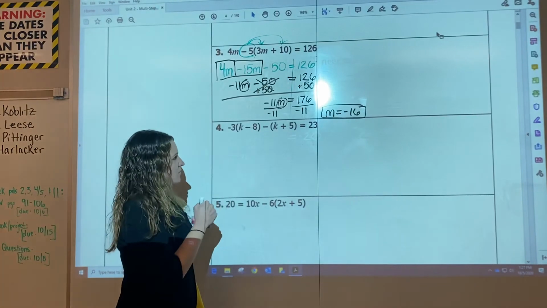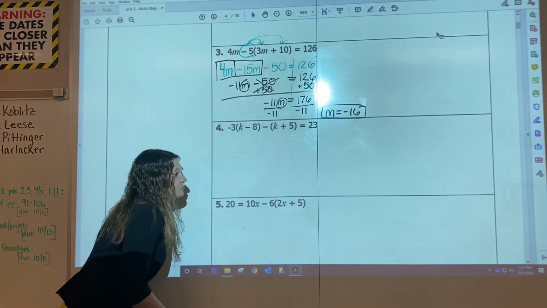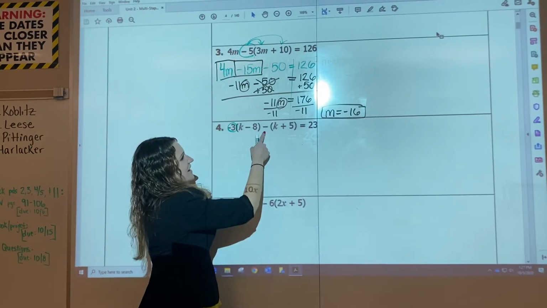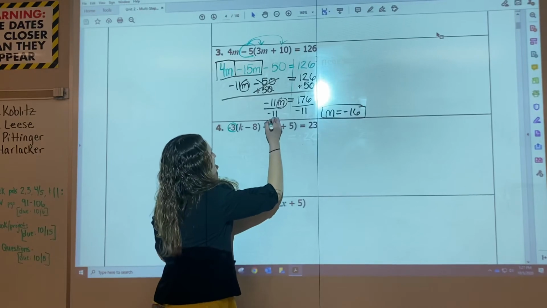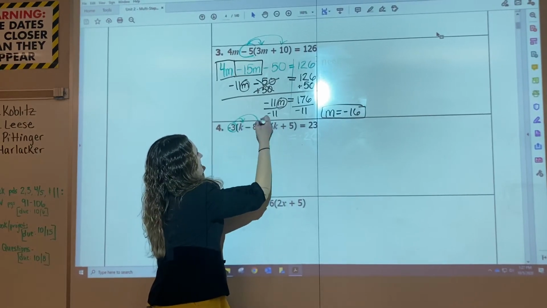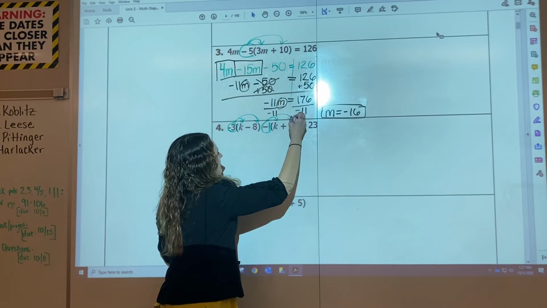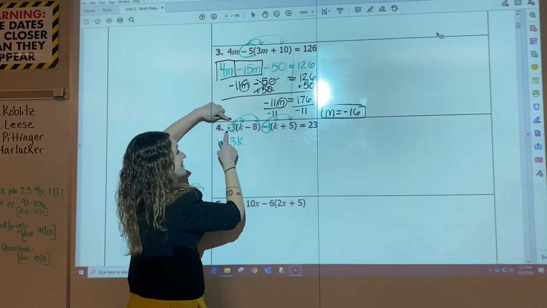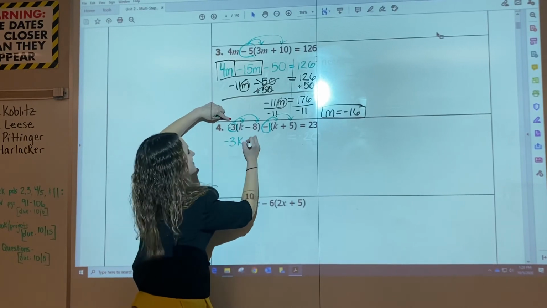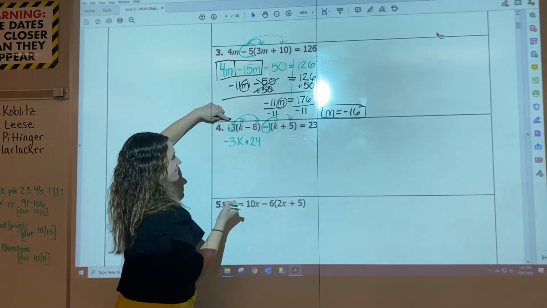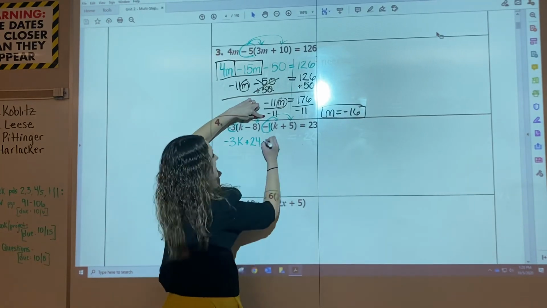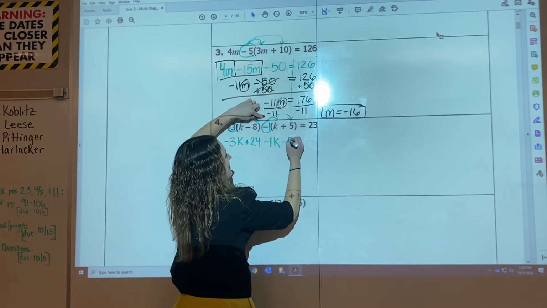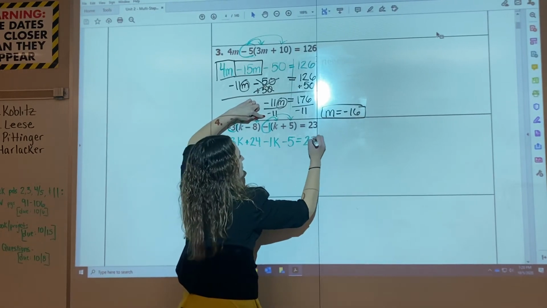For this next problem, number 4, we're going to distribute first. We're going to distribute two different things, a -3 and a -1. My arrows. So -3 times k would give me -3k. Negative times a negative gives me a +24. Over here, I have -1 times k gives me -1k. And -1 times 5 gives me -5. I'm going to bring down my equal sign and my 23.